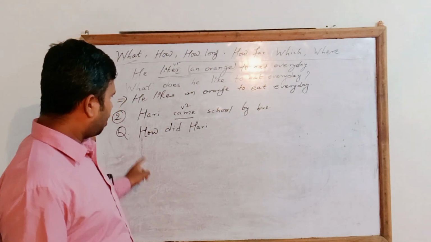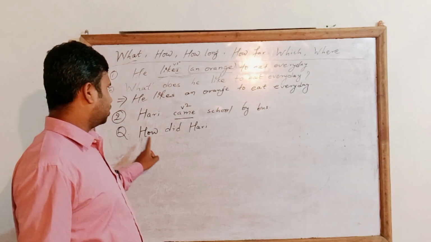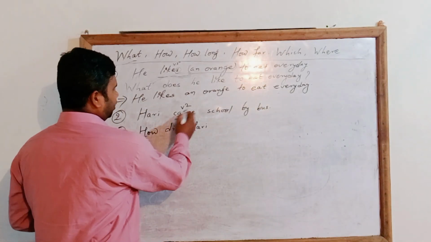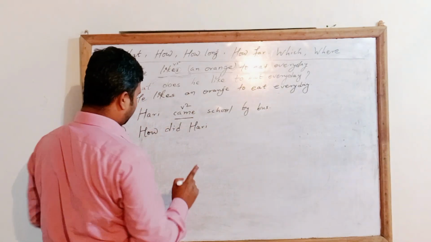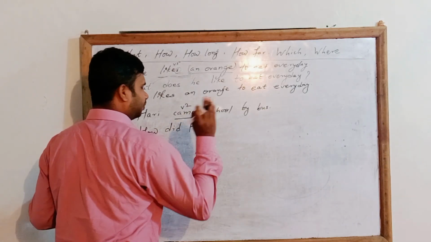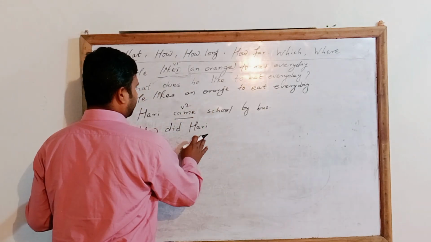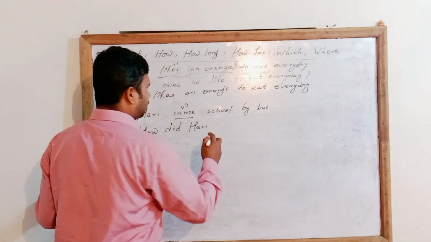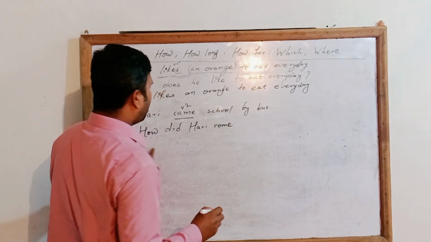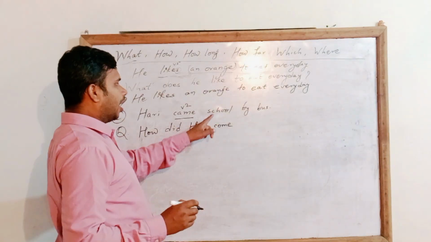And here I am going to make how questions. How did Hari? You have to change came into B1. Okay, it means base form. So B1, base form. How did Hari come? B1 come. How did Hari come school?